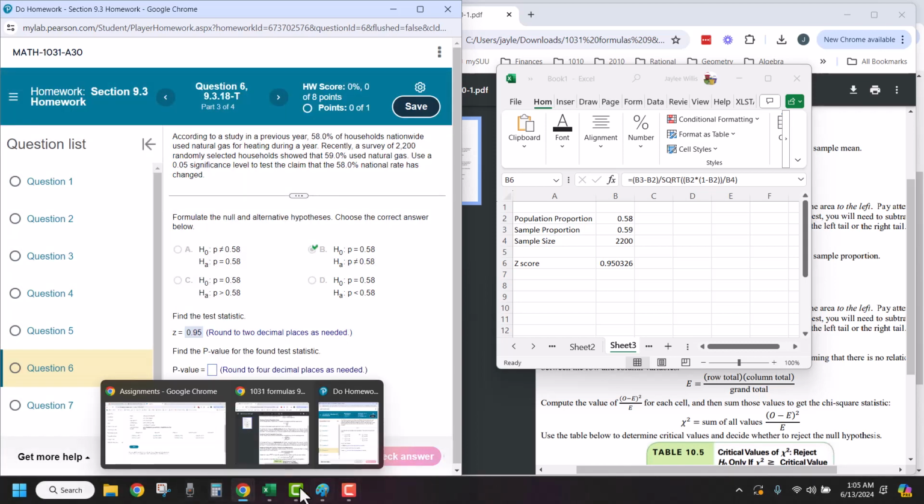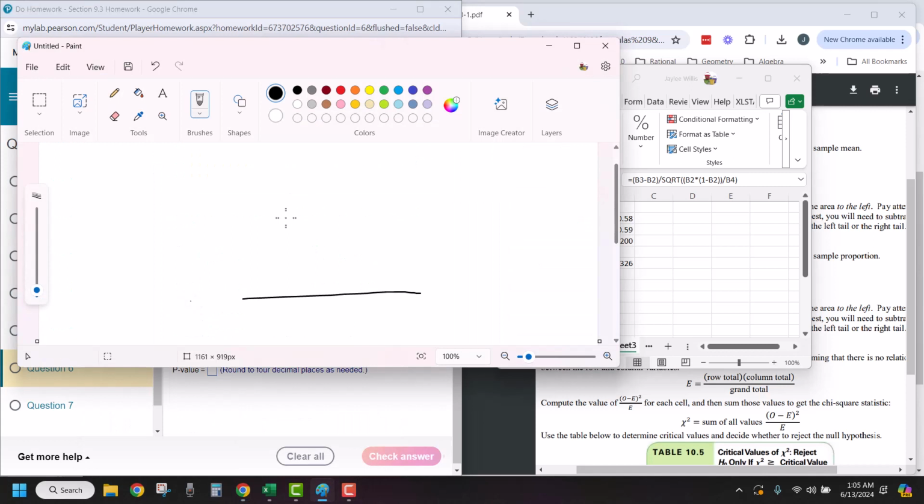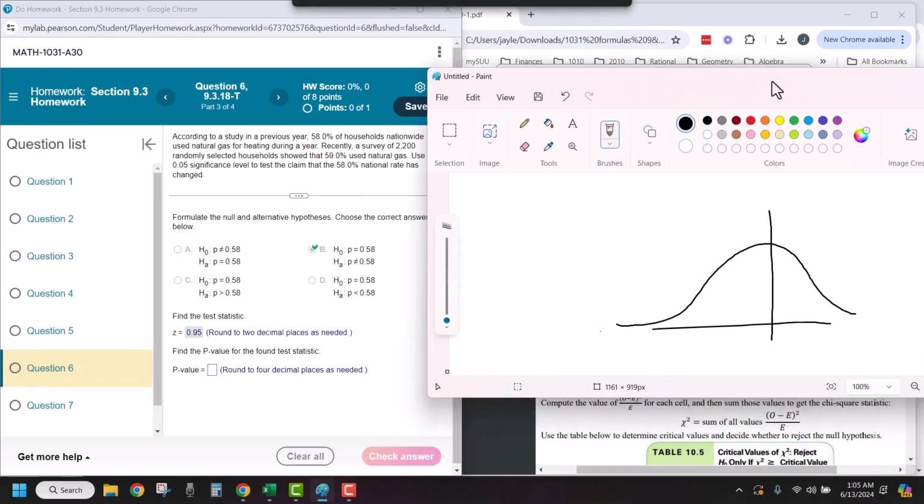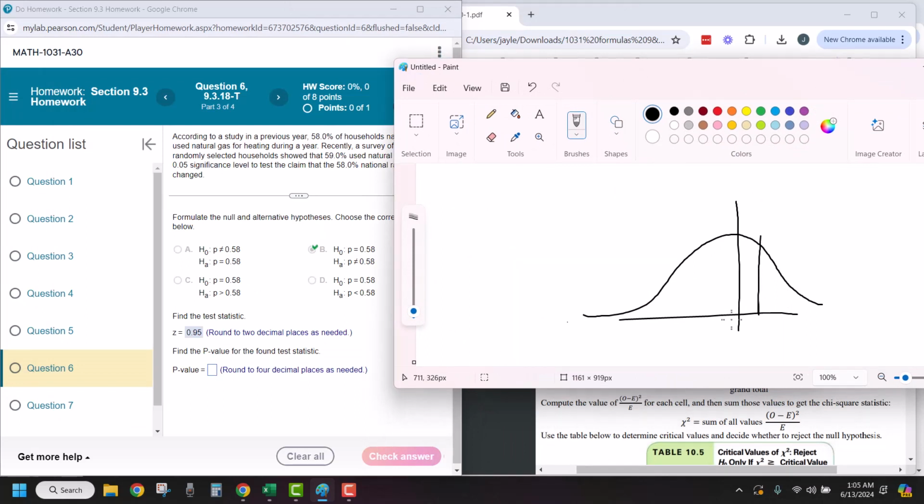And remember, what that is telling me is on my normal curve, if I have my sample proportion in the center, if I go 1 standard deviation away, it's actually slightly less than 1 because it's 0.95, that's where this new proportion is. So it's slightly above the proportion that I originally had, the 58%, but it's not super far above it because it's less than 1 standard deviation. And what we want to find is the p-value for this test statistic.